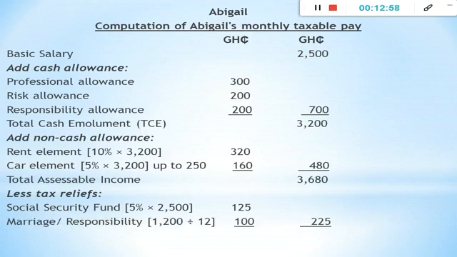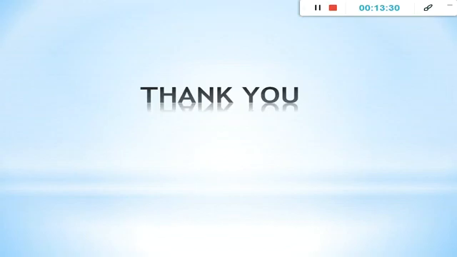After that, you also have the marriage or responsibility relief. Remember that it is 1,200 per annum, and in our question we are dealing with monthly, so we need to find it for one month. We divide it by 12, and that gives us 100. Now 100 plus 125 gives us 225, and then we calculate our taxable pay. We subtract the 225 from 3,680, and that gives us a taxable pay of 3,455. Thank you.